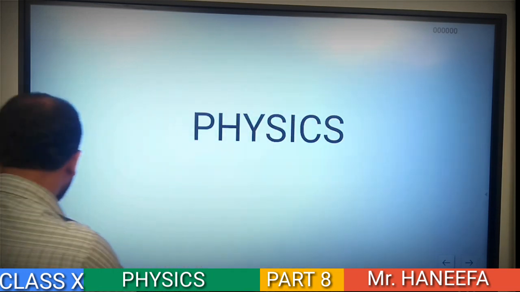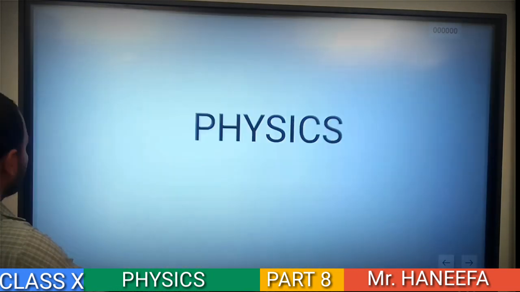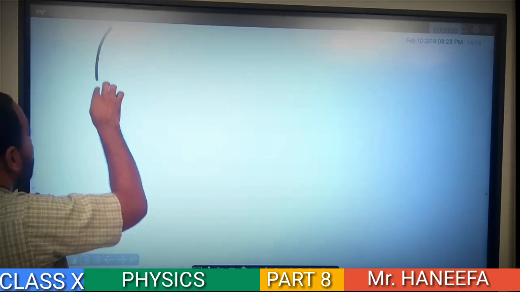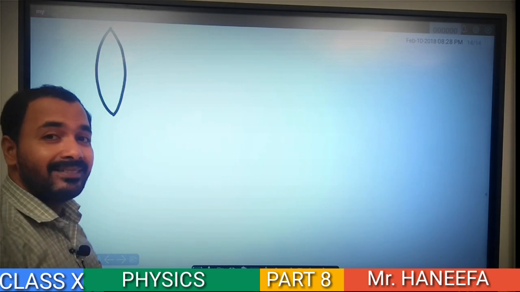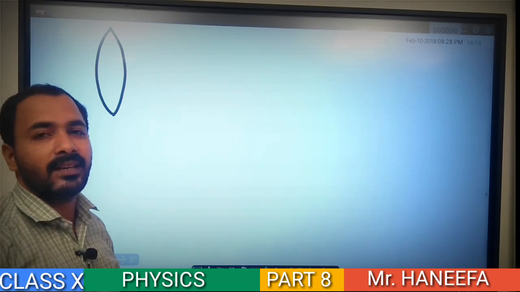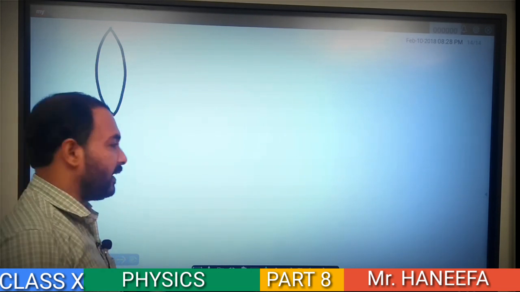In the previous class, we discussed two types of lenses. What are the two types of lenses? Convex lens and concave lens. What is a convex lens? This type of lens is called a convex lens. Here, the ends are thin and the middle is thick. Such lenses are called convex lenses.